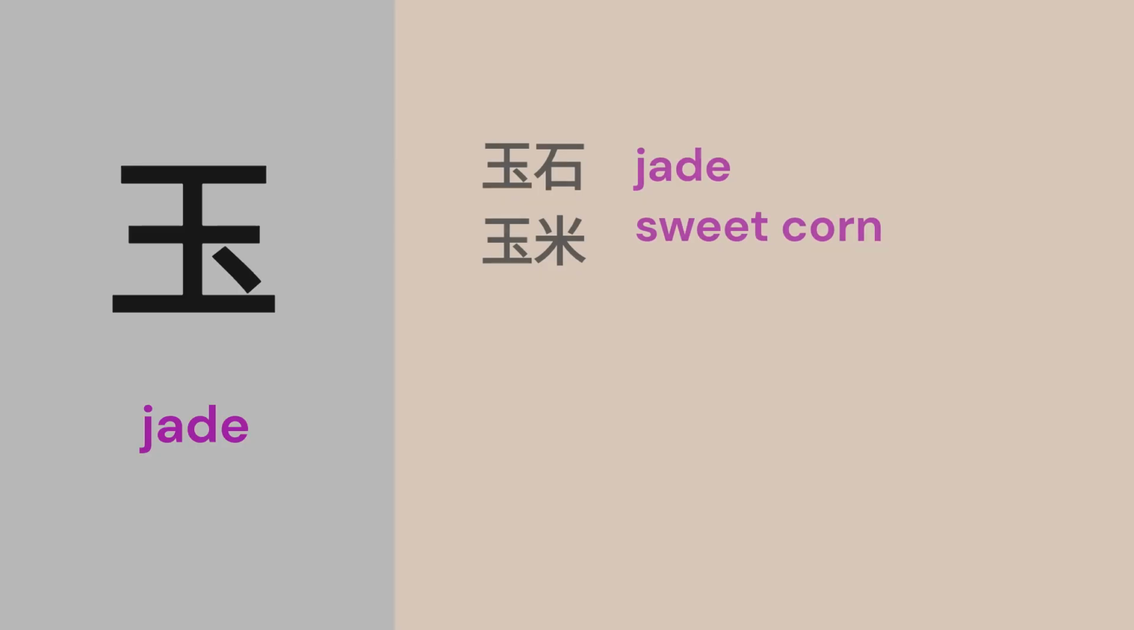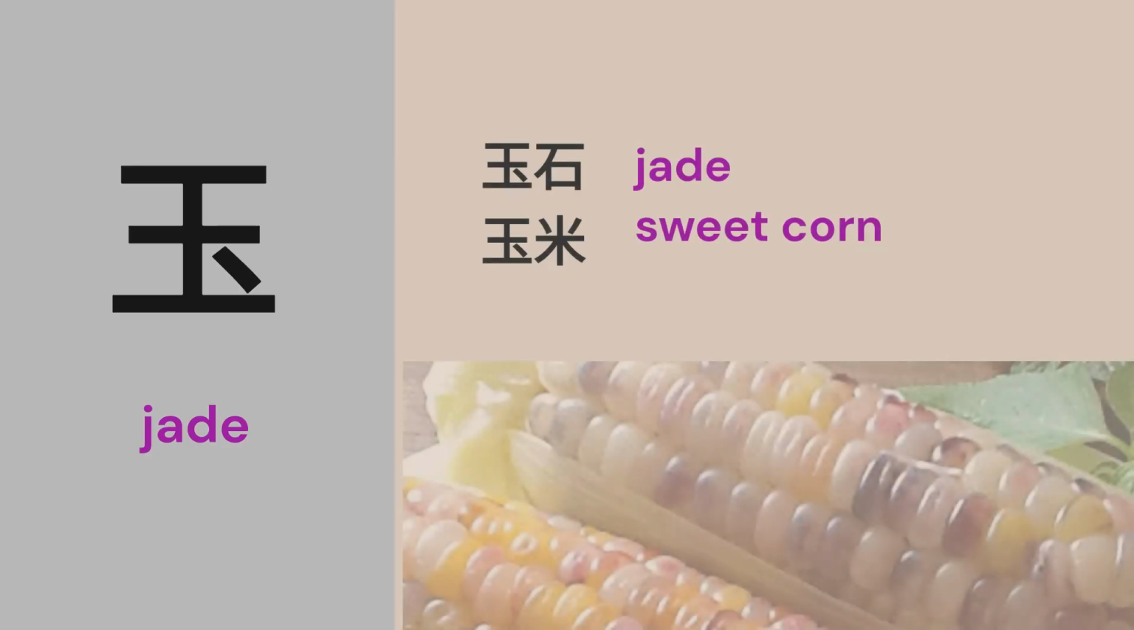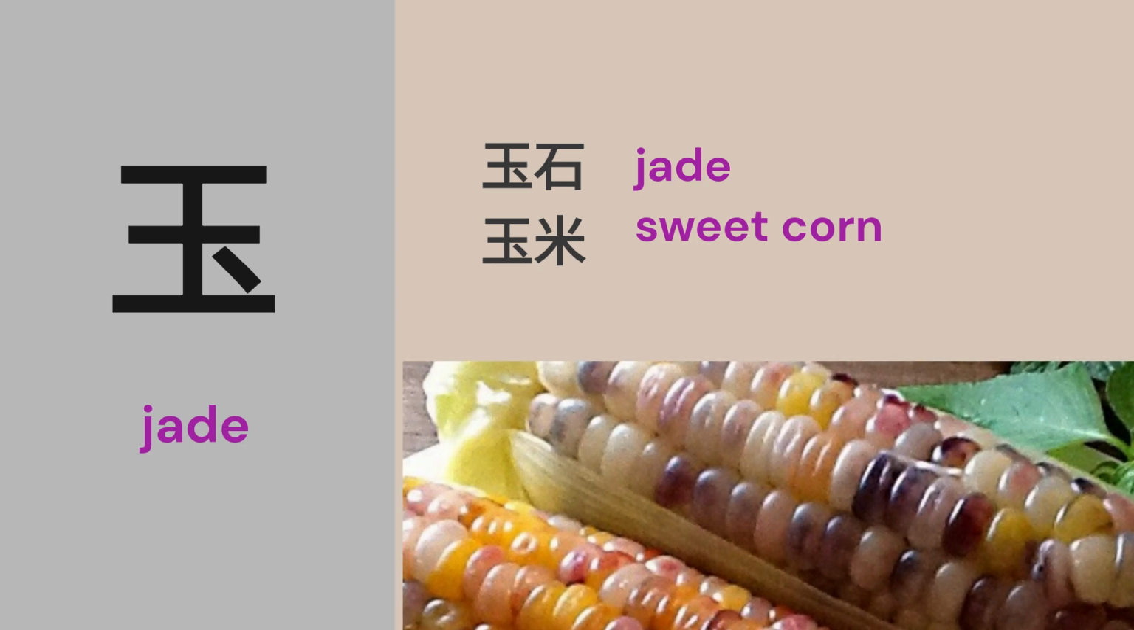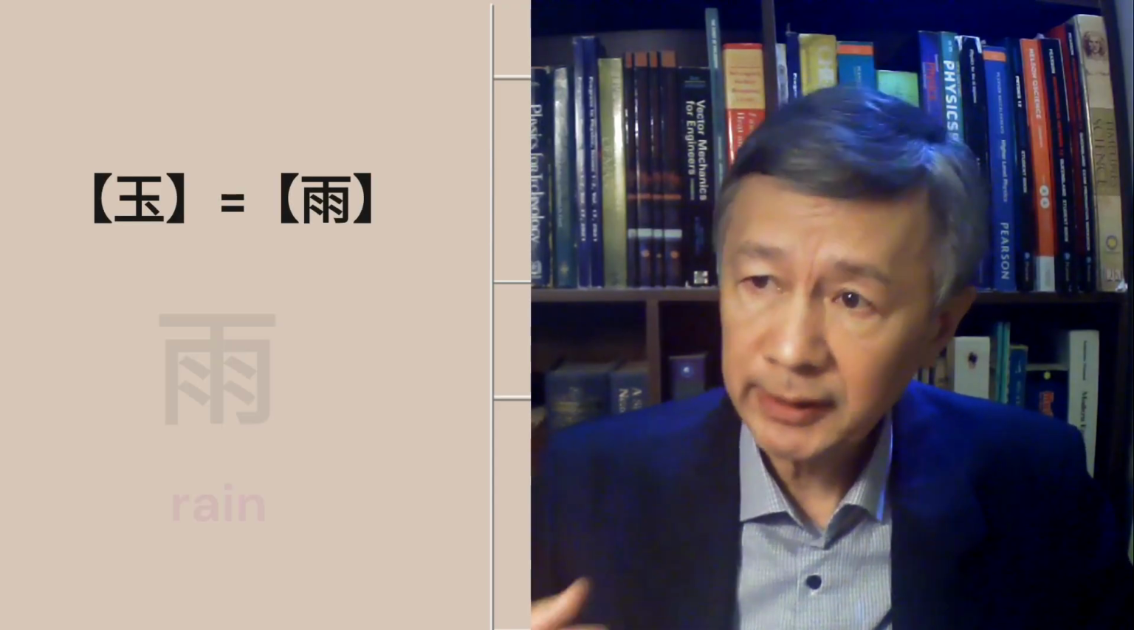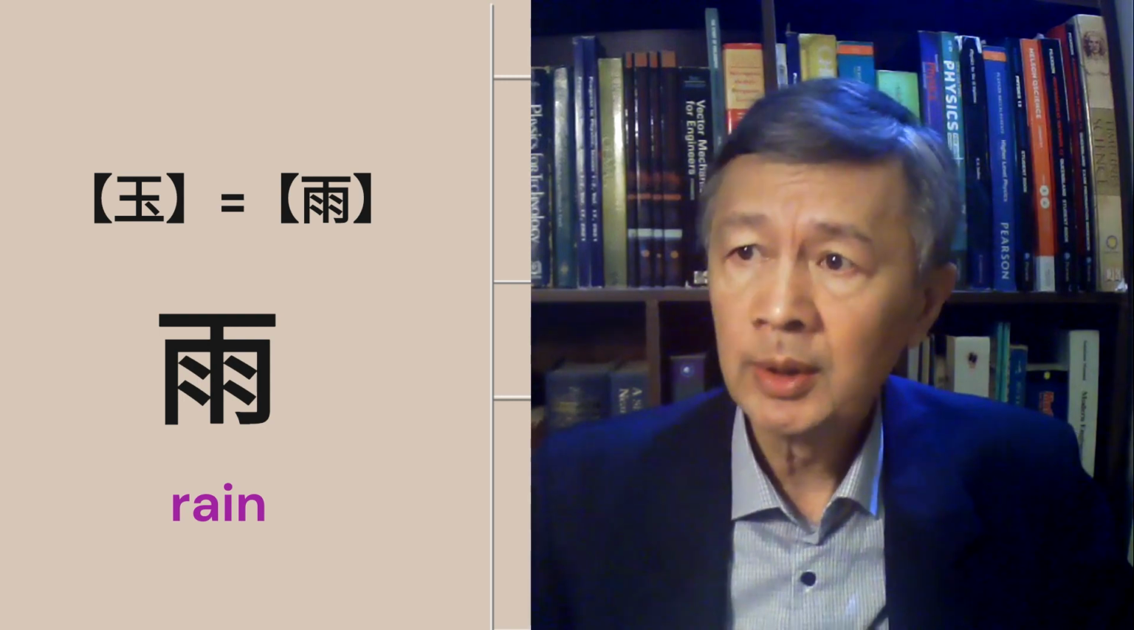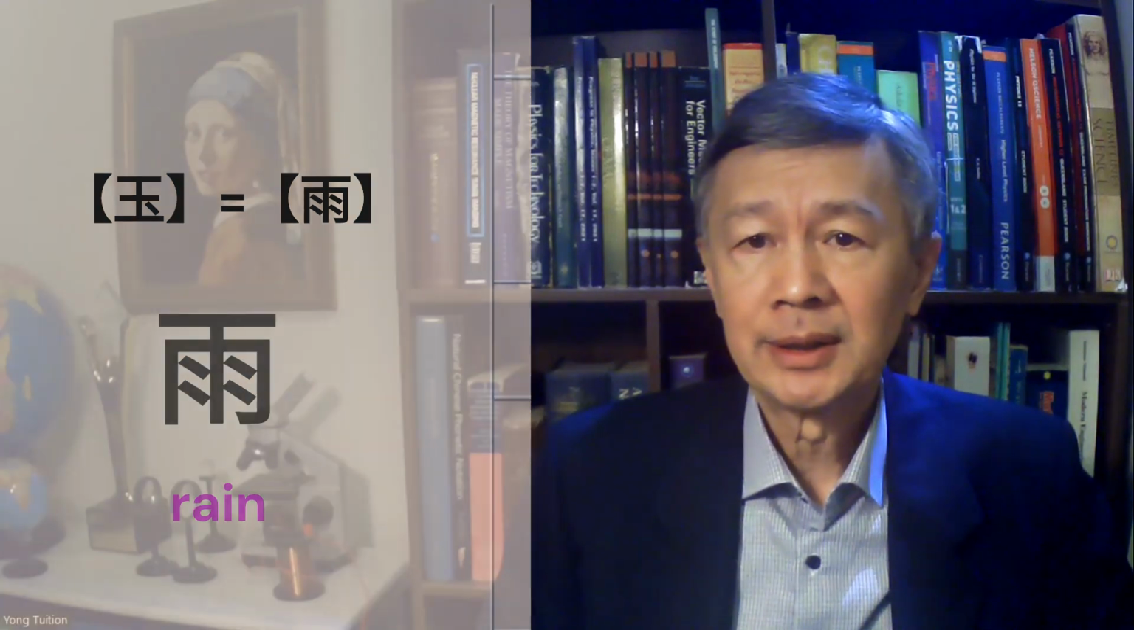You can also learn this word from 玉米, sweet corn, literally meaning jade rice. Indeed, it looks like jade. Similarly, you can simply and repeatedly learn 雨 from a Mandarin speaker.